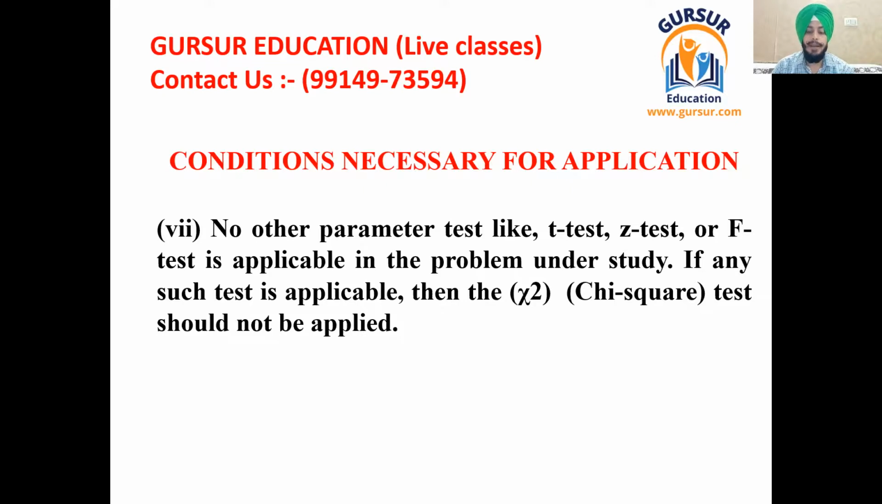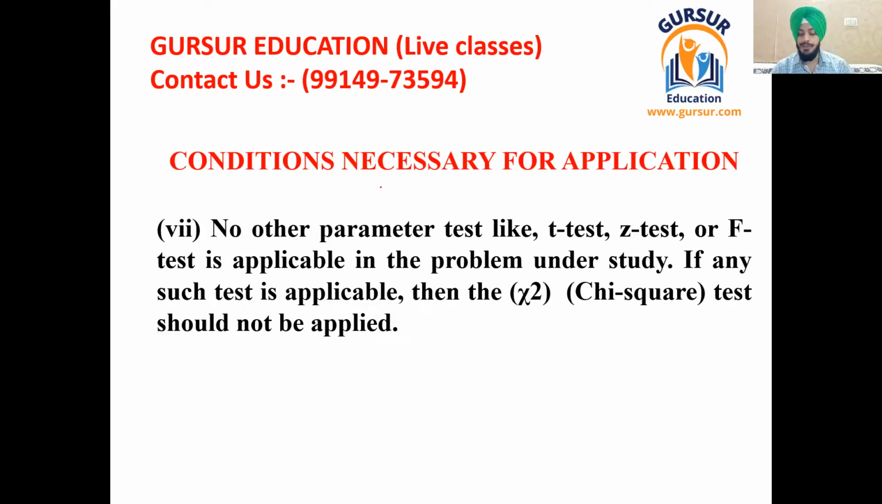No other parametric test like T test, Z test, F test should be applicable to the problem. The problem in hand could not be solved by a T test, Z test, or F test. Only then can you apply the chi-square test. You can apply the chi-square test only on those cases where these kinds of tests are not able to be applied. So this is the complete picture of the chi-square test.